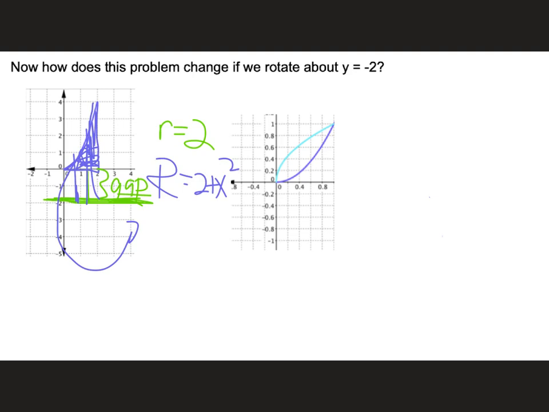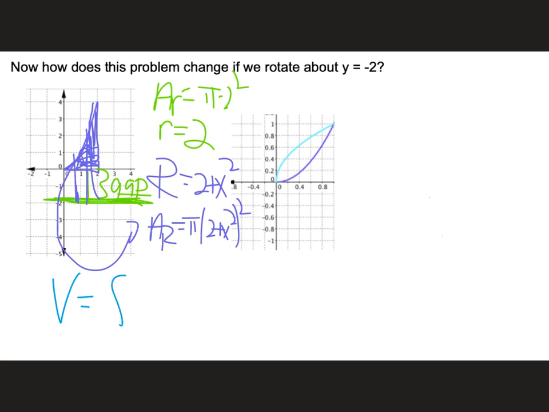So the area of the big one is going to be pi times (2 plus x squared) squared. The area of the little one, I'm going to write above it, is going to be pi times 2 squared. So then the volume is going to be the integral from 0 to 2, because those are x values, 0 to 2, of the big area, pi times (2 plus x squared) squared, minus the little area, pi times 2 squared, dx.